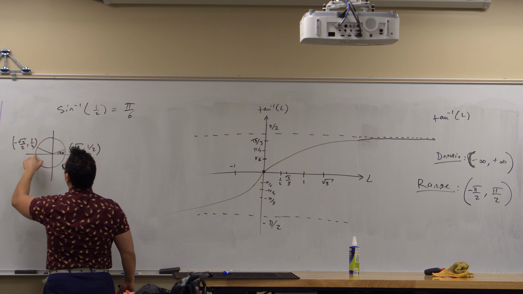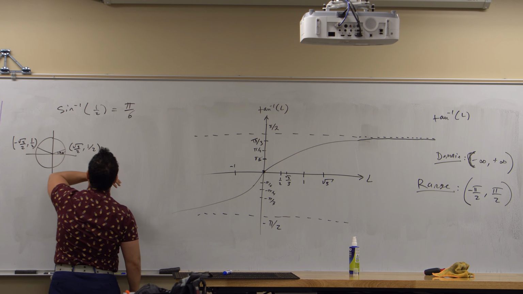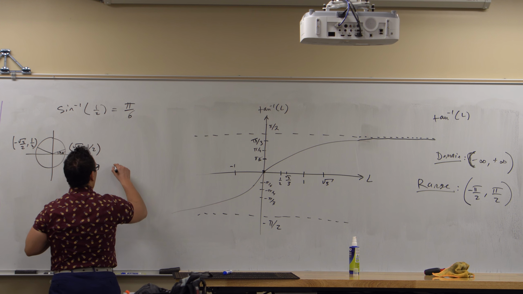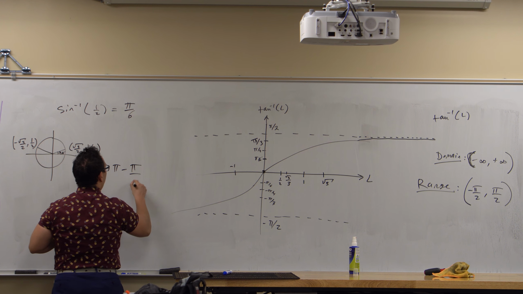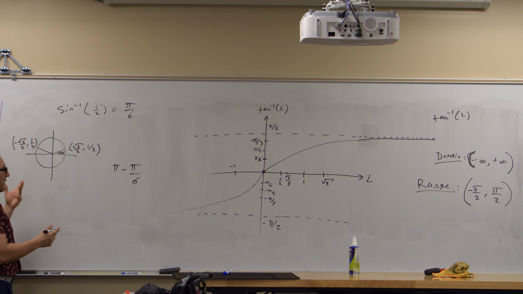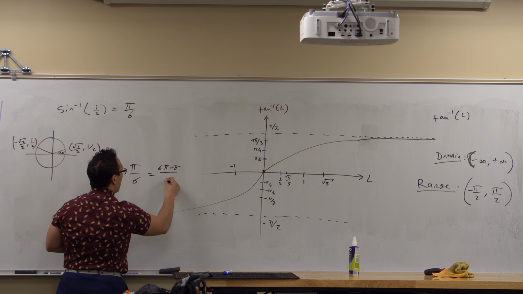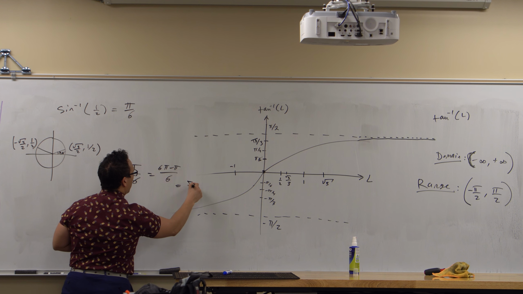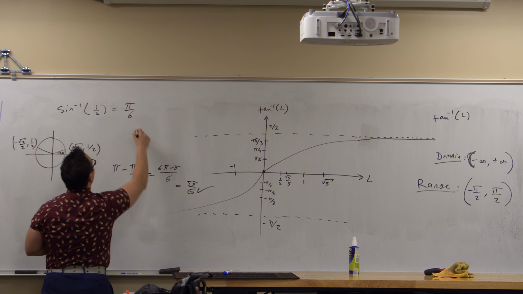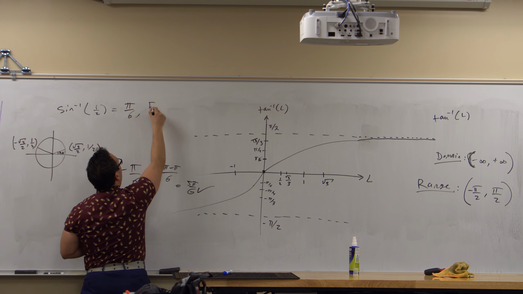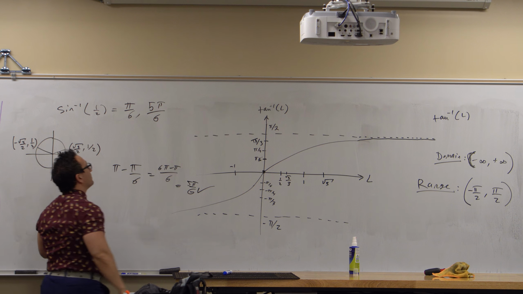But since it's going clockwise, I'm going to subtract from pi a pi over 6 to discover where that angle is. And so you know that that's 6 pi minus a pi, all over 6, which reduces to 5 pi over 6, right here. So the other value is at 5 pi over 6.